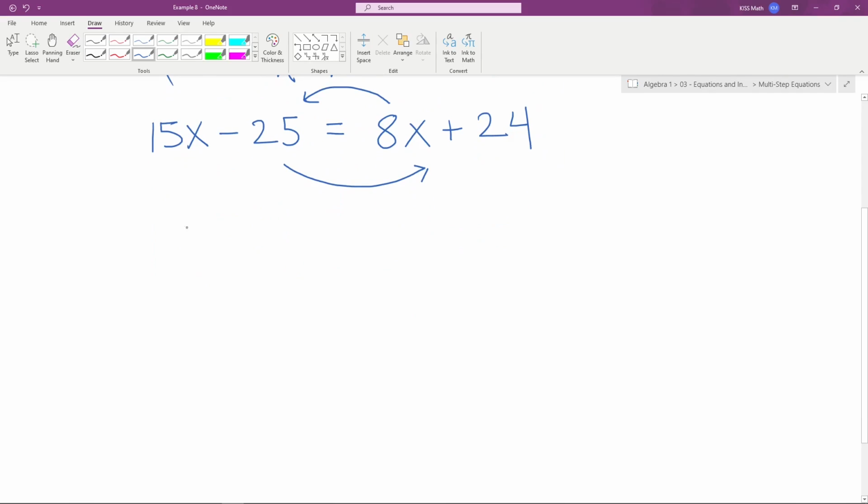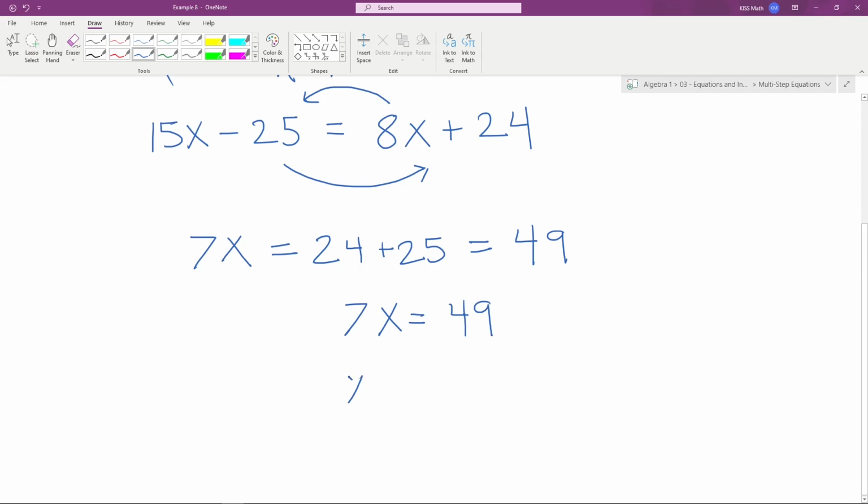So that would be 15x minus 8x, that's 7x, right? Equals 24, and then we're going to move this negative 25 over here, which means we're adding. So 24 plus 25, which is 49. So we end up with 7x equals 49. And if we divide off the 7, we get x equals 7. So this is my answer.